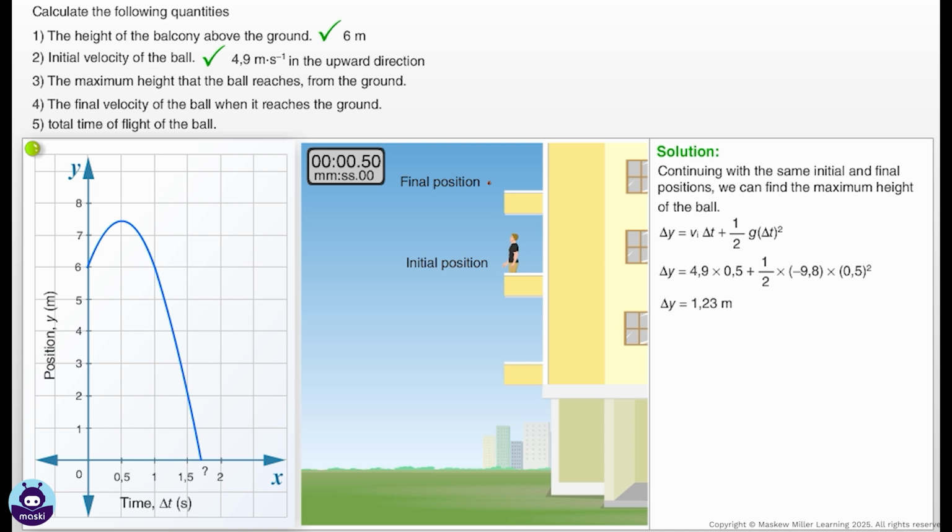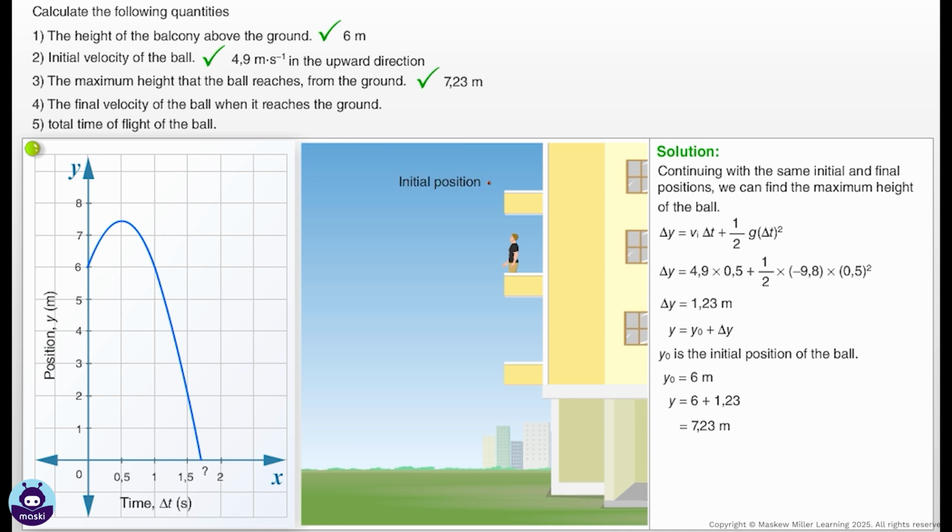The position of the ball, with reference to the ground, can be found knowing the initial position. Y equals y0 plus delta y. Here, y0 is the initial position of the ball, and it is positive 6 meter. Y equals 6 plus 1.23 equals 7.23 meter.